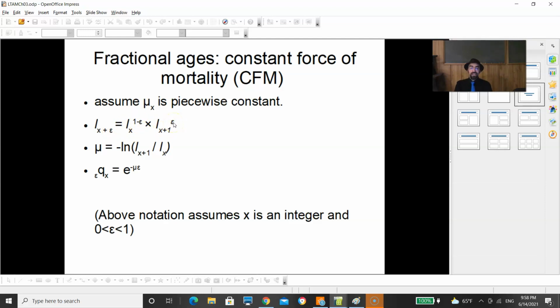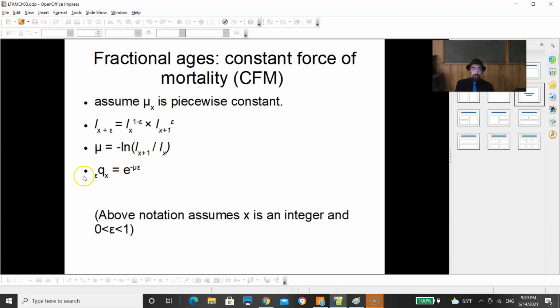And you can sanity check that. If I wanted to know the number of people who survive halfway into the year, assuming constant force of mortality, the survival probability has to be the square root of the survival probability for the full year. So when I take 2 half years next to each other, I multiply the survival probabilities together, I multiply the square roots together, and I get the original survival probability.